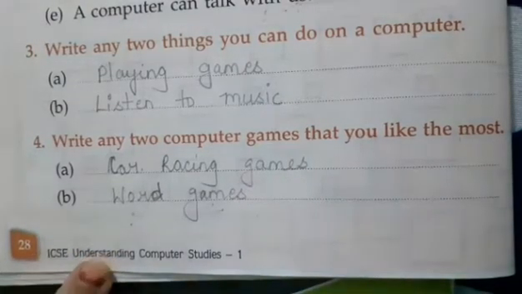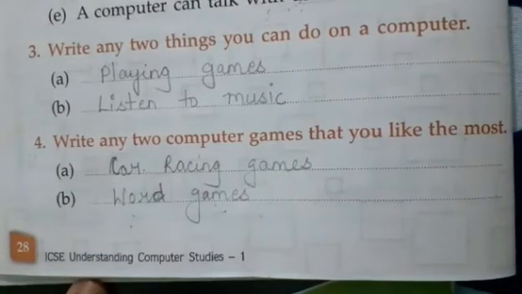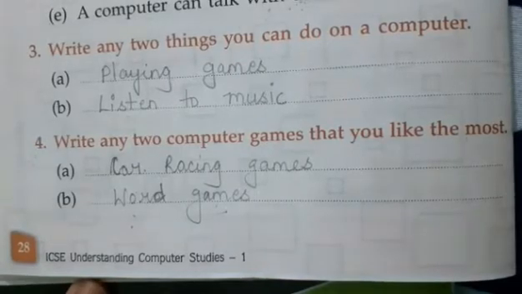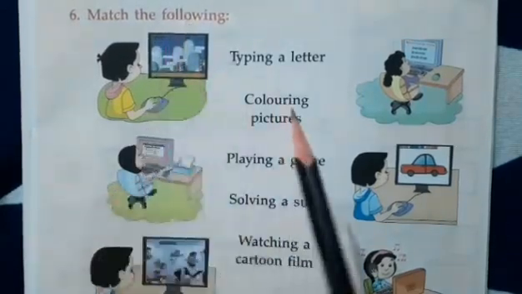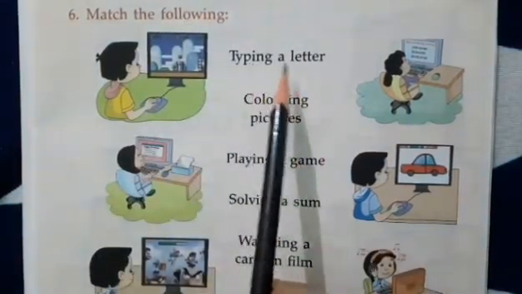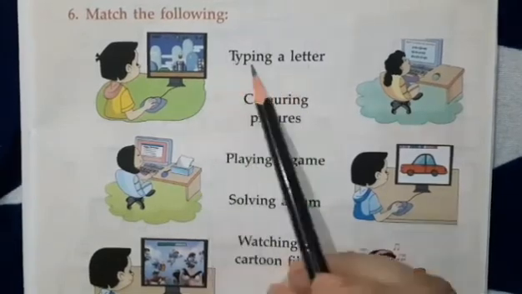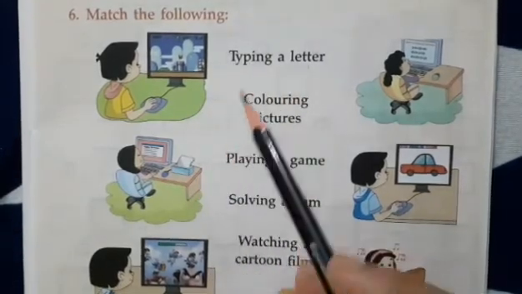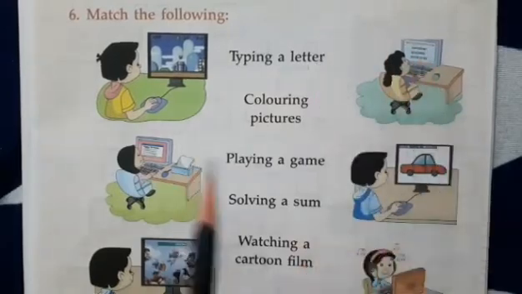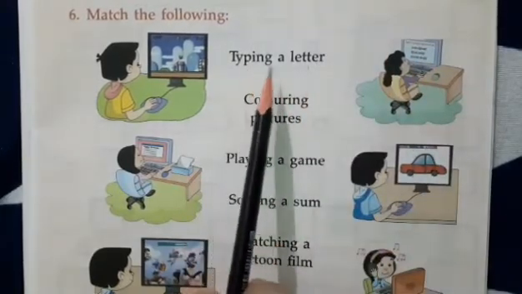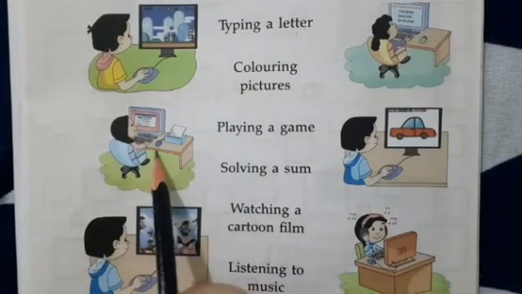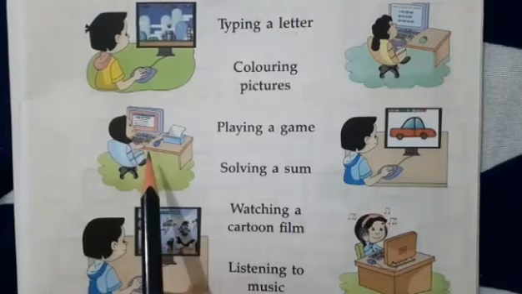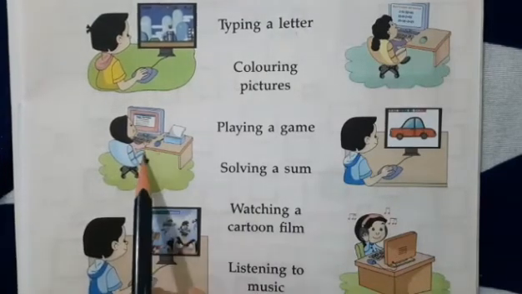Okay, children? Now move on to page number 29. So here comes our sixth question. Match the following. Children, what you have to do is read out the sentence and then find out the picture which is related to that sentence. Now the first one is typing a letter. Now children, in all these pictures, this girl in this picture is typing a letter on her computer.